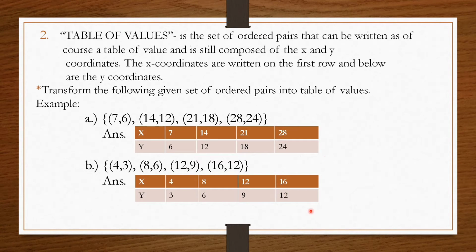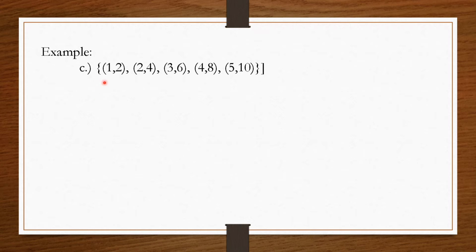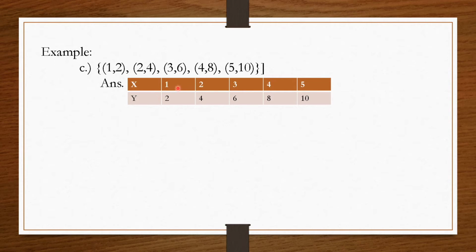It's the same method as in the first example, where we put all the x ordinates in the x row, which are 4, 8, 12, and 16, and all the y ordinates in the y row, which are 3, 6, 9, and 12. In our third example, we have 1 and 2, 2 and 4, 3 and 6, 4 and 8, 5 and 10, and the answer will look like this. In x, we have 1, 2, 3, 4, 5, and they correspond to the y coordinates, which are 2, 4, 6, 8, and 10.